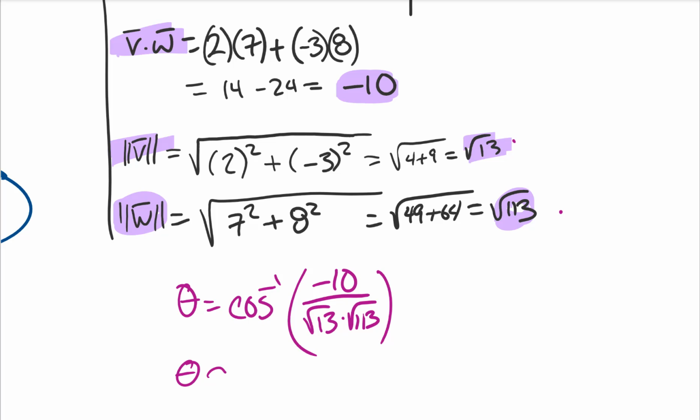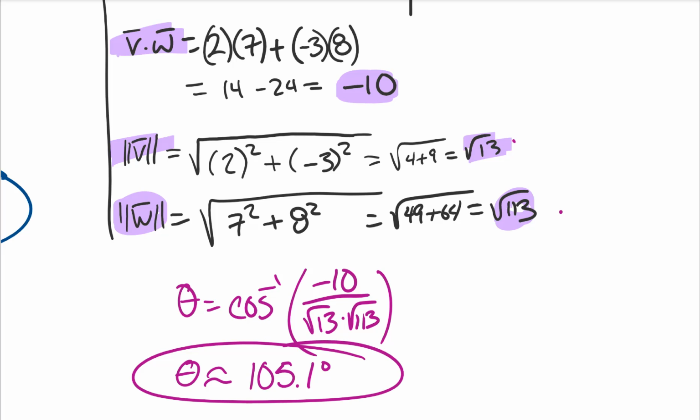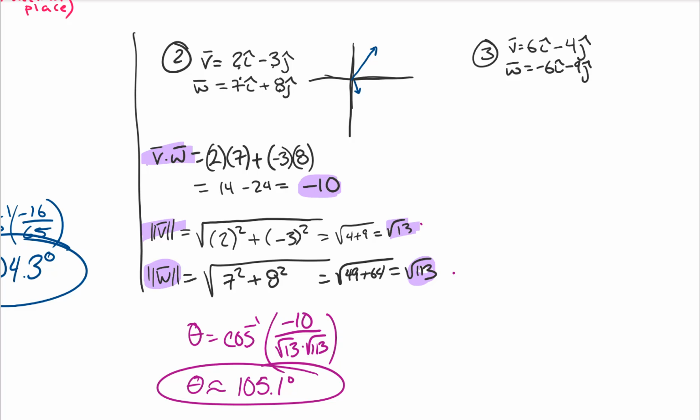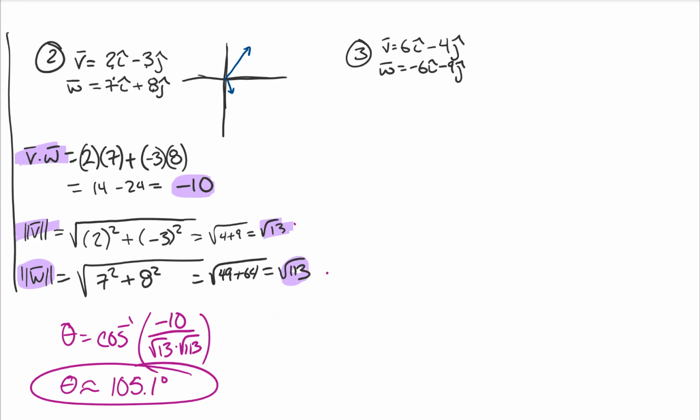So for our theta here, I got approximately 105.1. And if you want to use radians, go right ahead. I'm just using degrees because it typically makes a little bit more sense to us than radians. If I tell you it was 3.6 radians, that doesn't mean much, but degrees give a little bit more thought. All right, let's go get our last one and wrap this up.